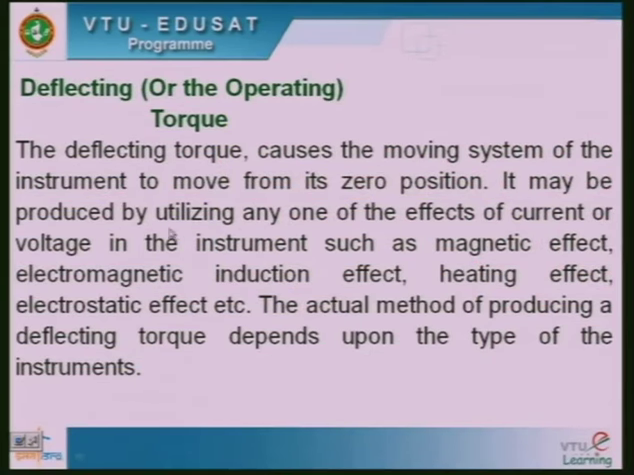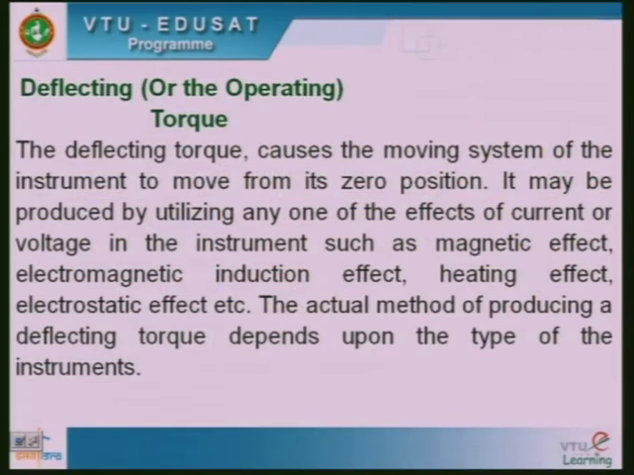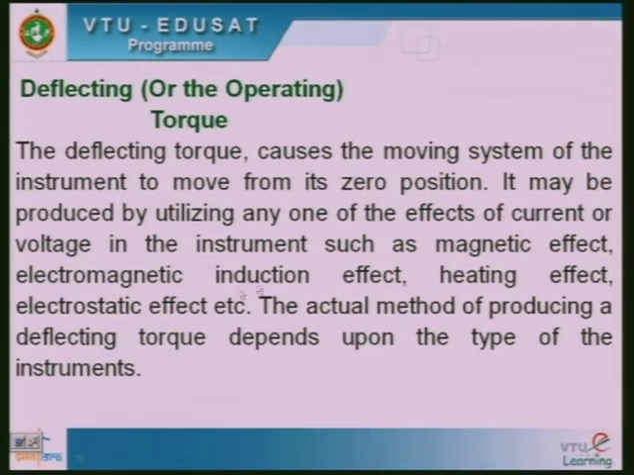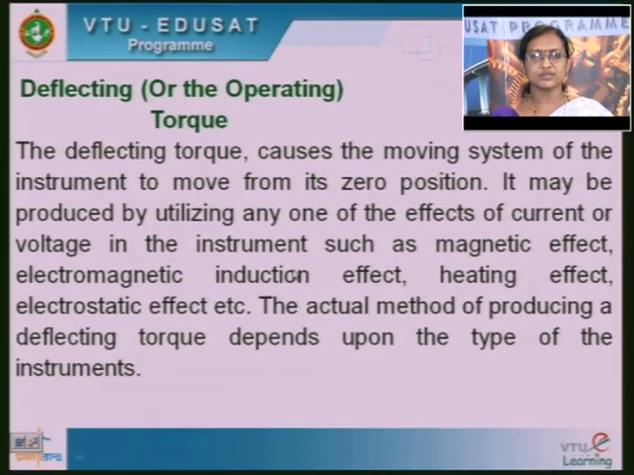It may be produced by utilizing any of the effects. I already told you that it may be the magnetic effect, the chemical effect, the electrostatic effect, or the electromagnetic effect. It depends on the meter. So, it may be produced by utilizing any of the effects of current or voltage in the instrument, as I already mentioned. The actual method of producing the deflecting torque depends upon the type of the instrument.